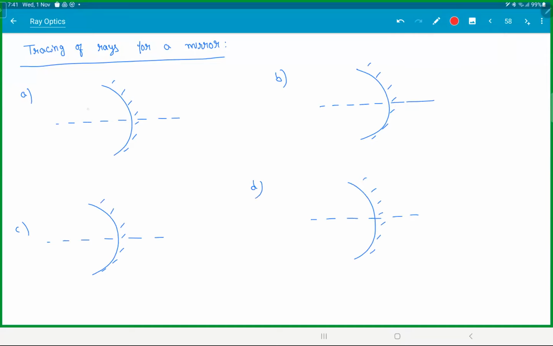The first one, if you send a parallel ray, it will pass through the focus. And that was the whole definition we started with. Vice versa, you send a light ray through the focus, it will become parallel. If you send a light ray to the center, it will retrace the path. This is also the principle of reversibility. If a light ray hits along the normal, it will retrace the path.